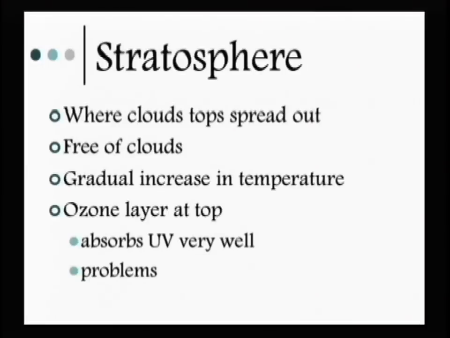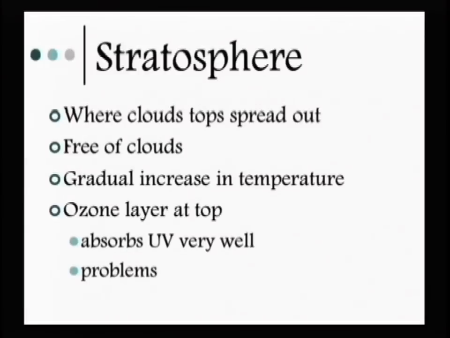Stratosphere, however, is where those cloud tops spread out. So sometimes you see these really big clouds, especially during the summer, and you see them top out. They start spreading out. Well, they've reached the top of the troposphere or the bottom layer of the stratosphere. So that stratosphere basically is free of clouds. Now what we have is a gradual increase in temperature. And at the top of that layer, you have the ozone layer.